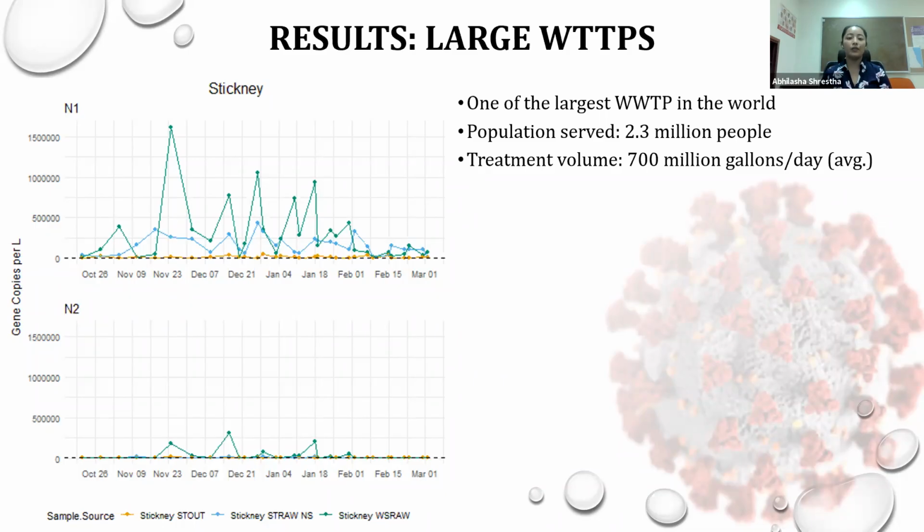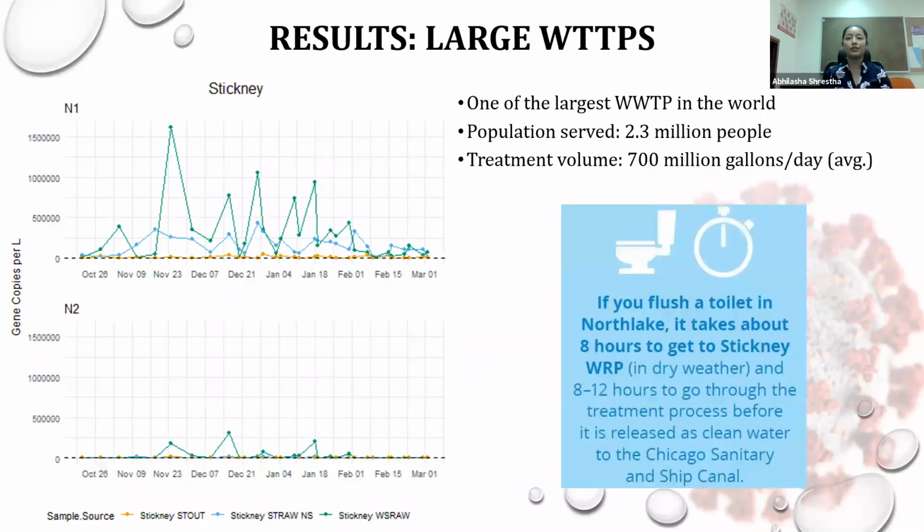So the N1 influent concentration ranged from 9,000 gene copies per liter to 1.9 gene copies per liter. For the influent from Stickney, the N2 influent concentrations range from non-detect to around 700,000 gene copies per liter. And the highest N1 concentration in an effluent sample was around 50,000 gene copies per liter. I just wanted to include this note, a fact from Stickney wastewater plant, just to give an idea of how long it takes when someone actually flushes the toilet in one part of the city for it to get to the treatment plant and eventually get processed.